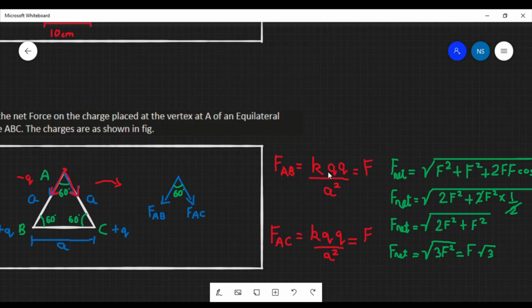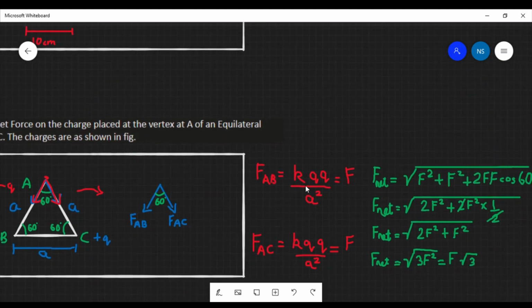That is, when we are solving questions, we might have to ignore this negative sign, because this negative sign only gives the direction of the force. Therefore we are neglecting it, or we are not considering the negative sign. Therefore we get KQQ by a square, and force on A due to C is equal to KQQ by a square. Since these two again are similar, we get force.